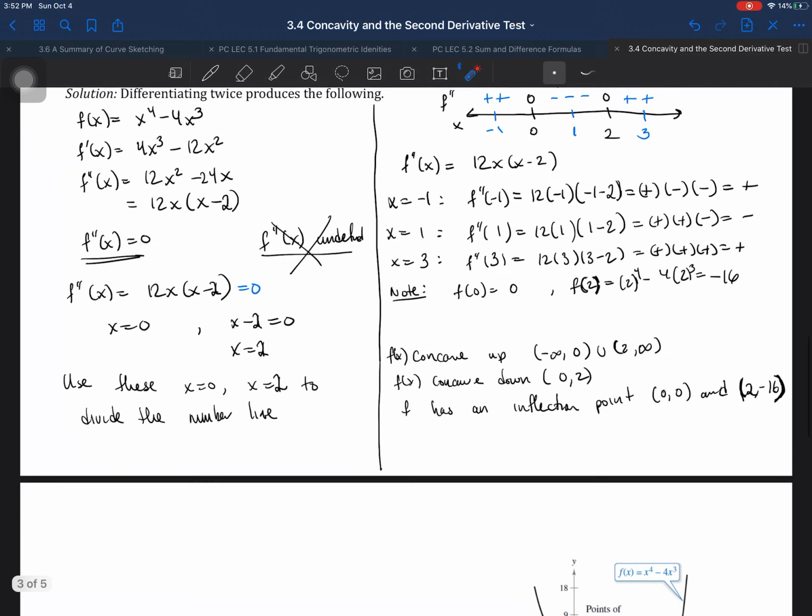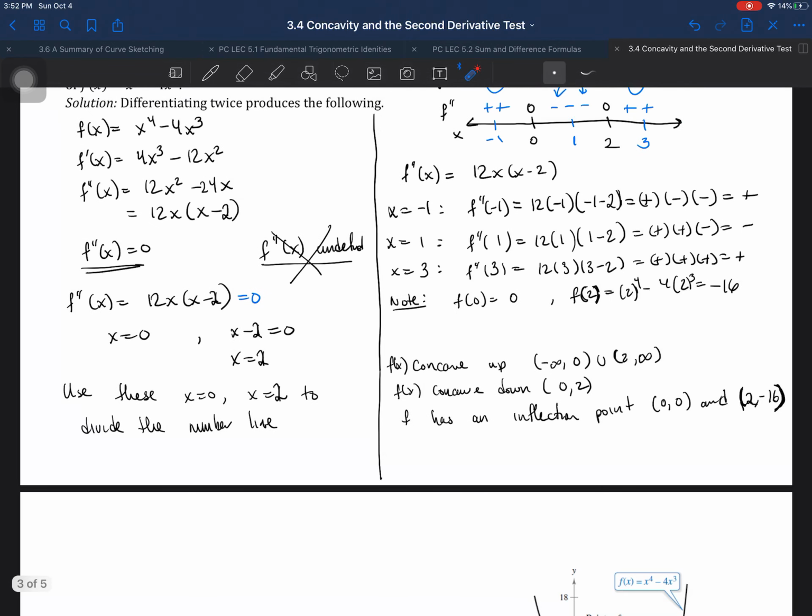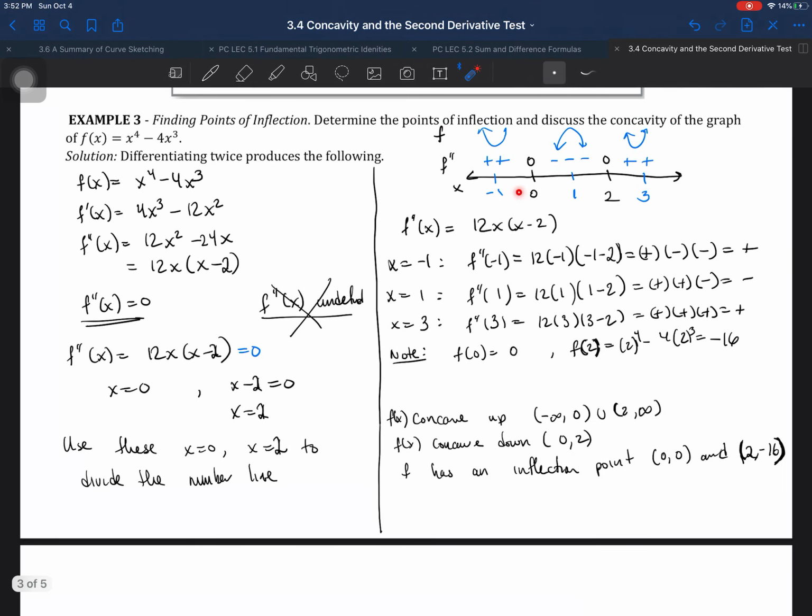To find the inflection point, what we need to do is plug in 0 and 2 into the original function to find the y component of this x value. Remember, the y component of this point is found from the original function. So plug in 0 to the original function, and I did, and I got 0. Plug in 2 to the original function, and I got negative 16.